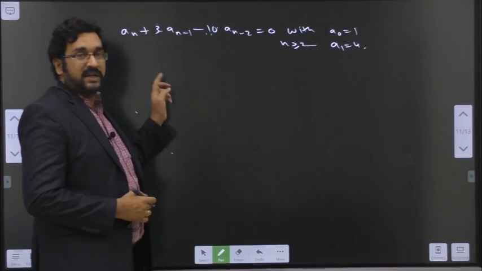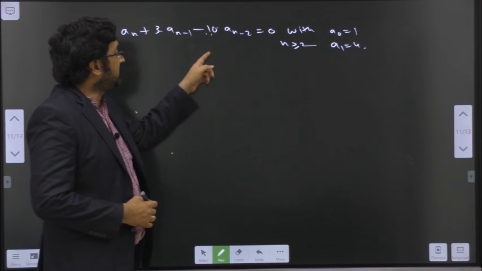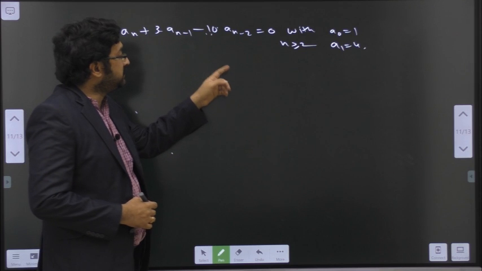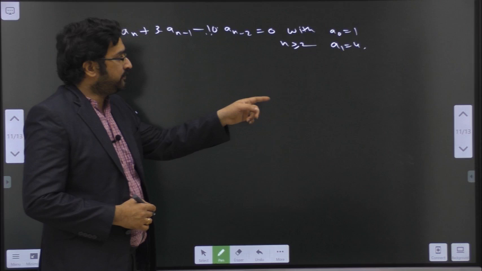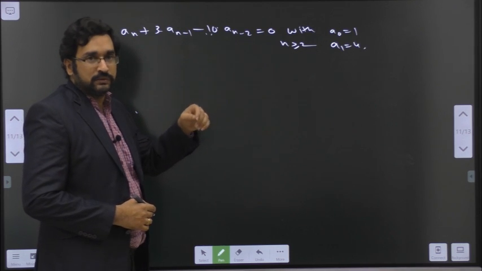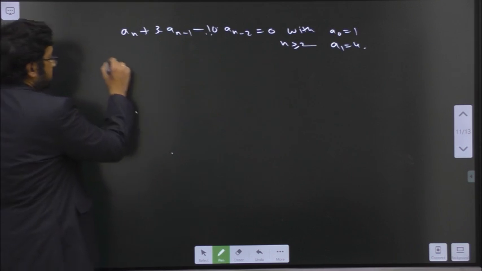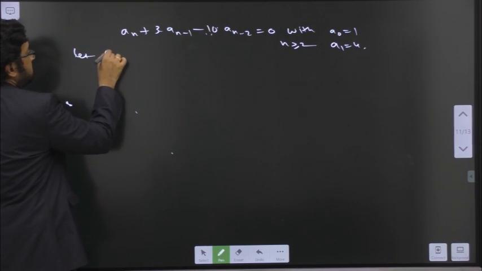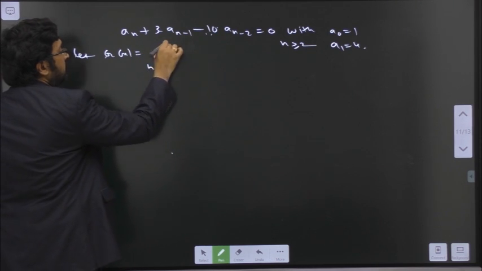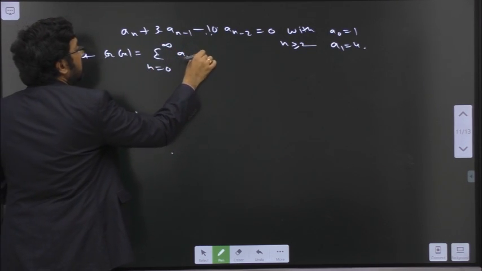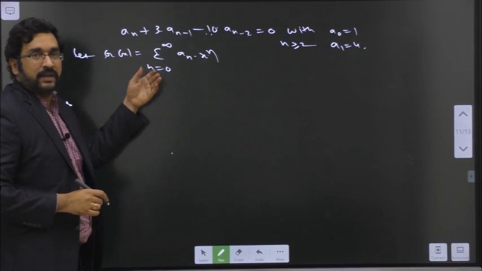Solving the linear recurrence relation a n plus 3 into a n minus 1 minus 10 a n minus 2 equal to 0 with initial condition a naught equal to 1, a1 equal to 4 and n greater than or equal to 2. We have to solve this problem using generating function. So first we will assume let g of x equal sigma n equal to 0 to infinity a n into x power n. So multiply both sides with x power n.